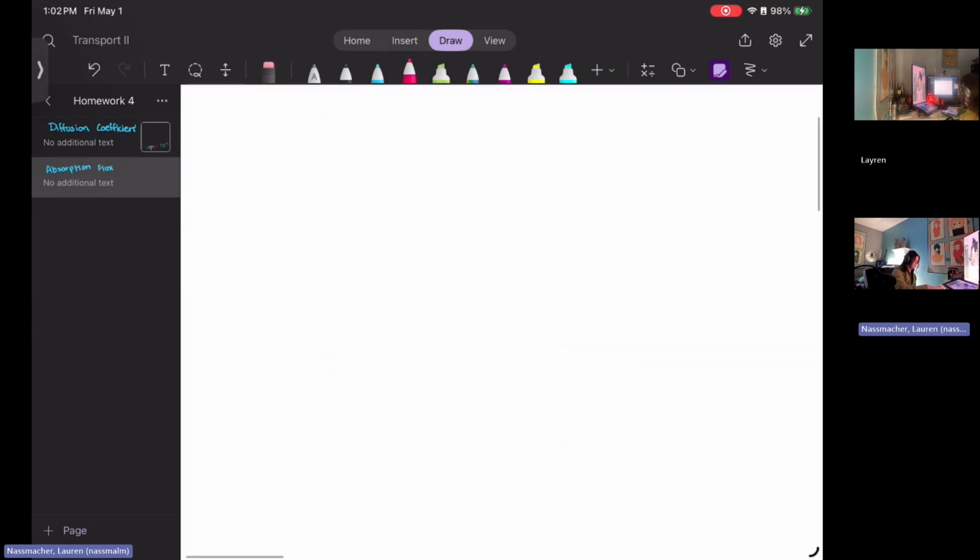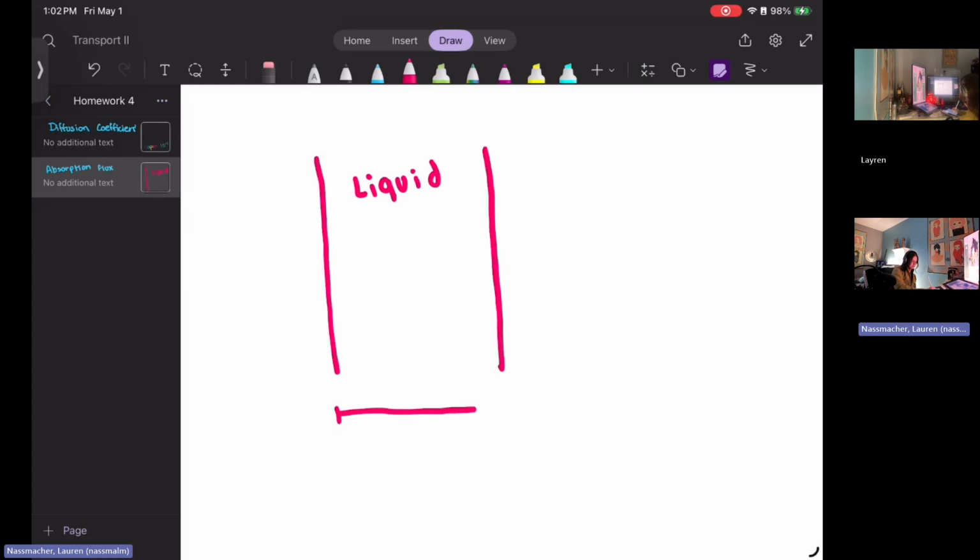Drawing that out, we have our liquid, and our liquid is going to have a thickness. Over here is our vapor. And on the left side, after the film thickness of the liquid, we have our concentration of A equal to 0.